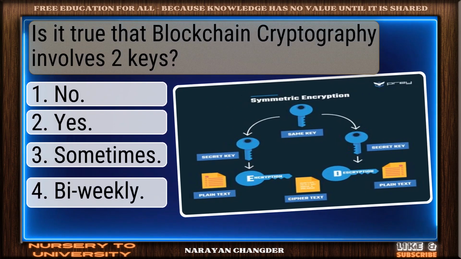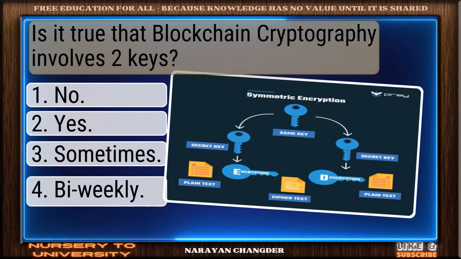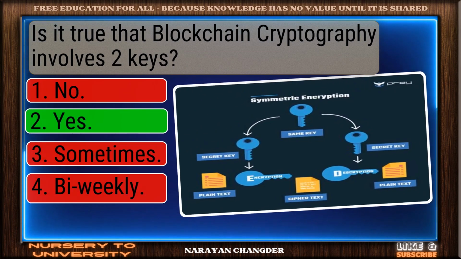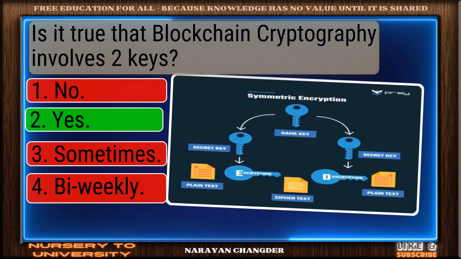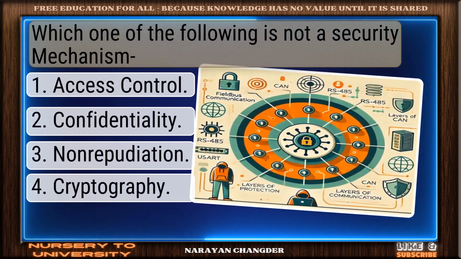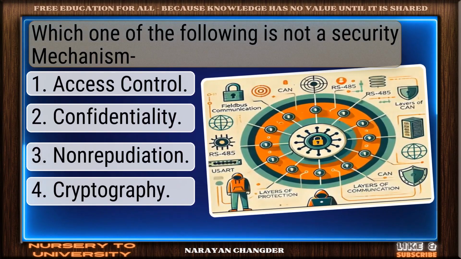Question number 37. Is it true that blockchain cryptography involves two keys? Correct. Yes is the right answer. Question number 38. Which one of the following is not a security mechanism?